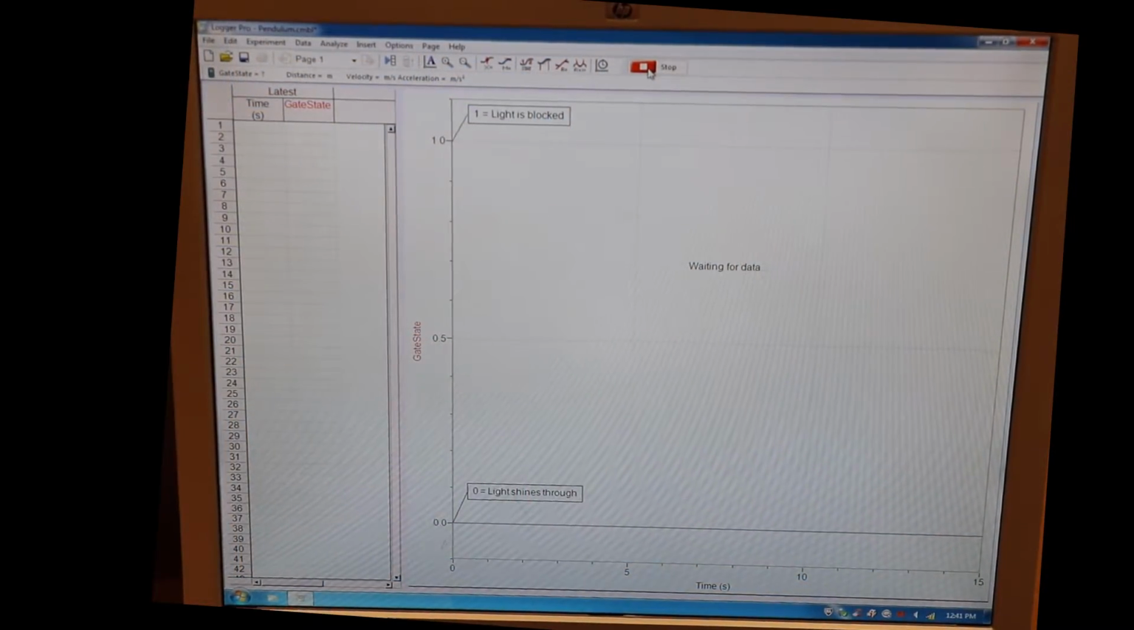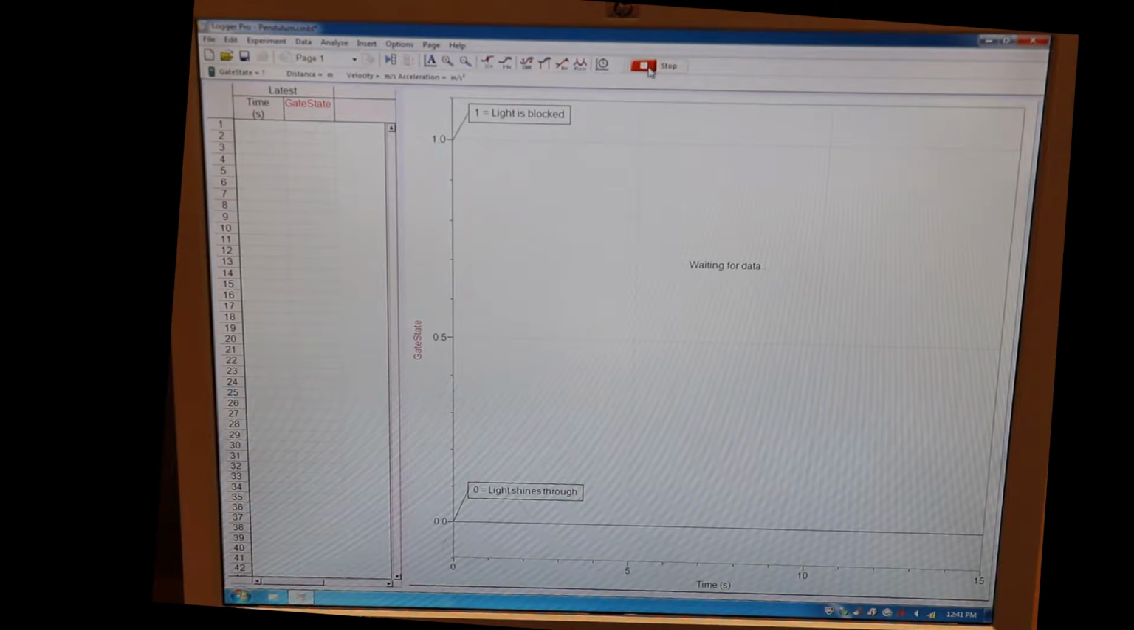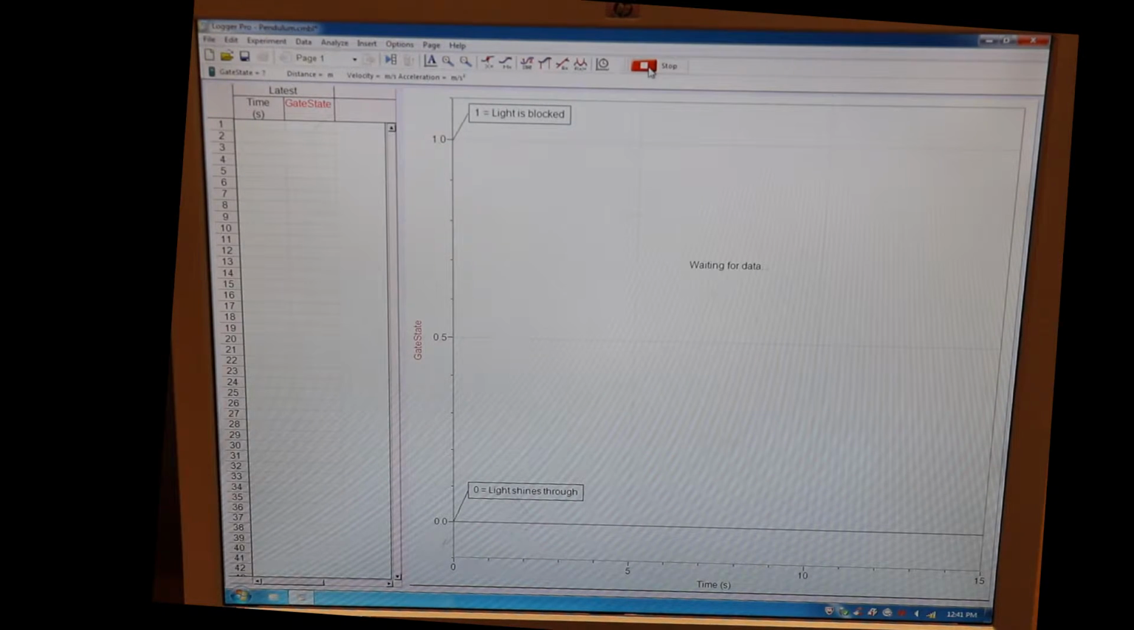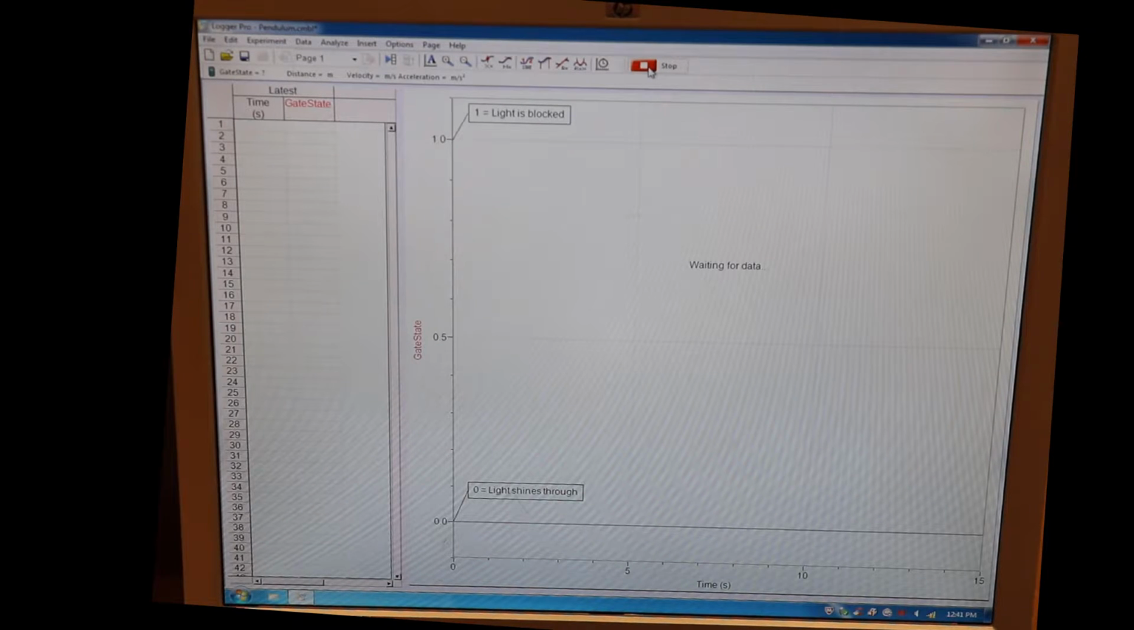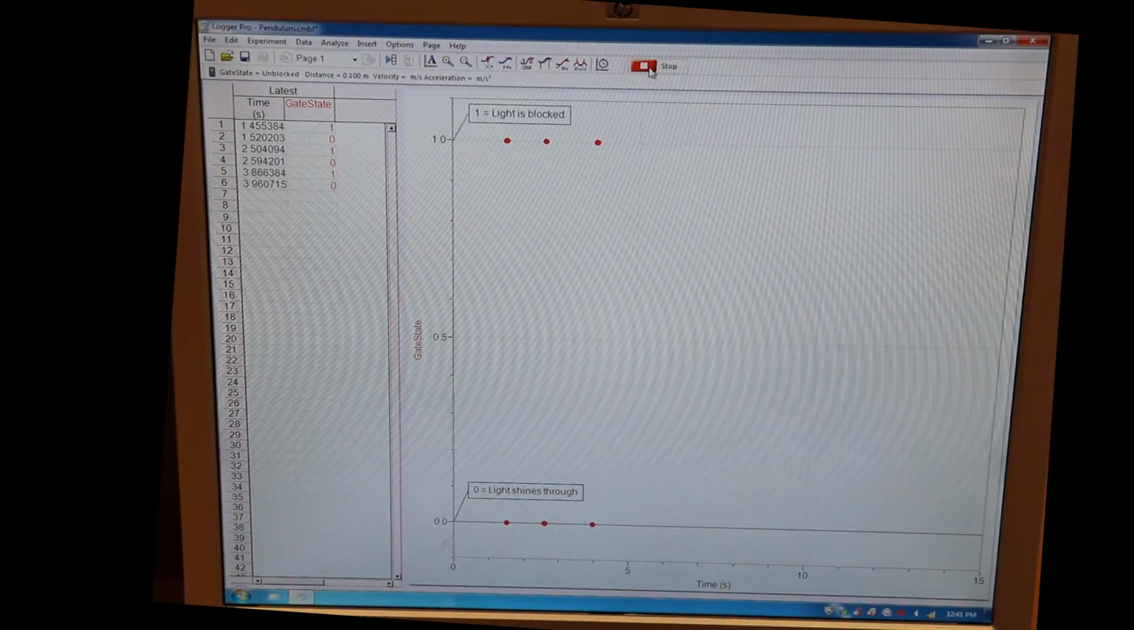When the pendulum blocks the path of light, you will see number 1 on Data Studio. The first time it crosses the beam, you will see number 1. When it returns, again a number 1. That will be about half an oscillation, so you want to wait for a third time that it crosses the beam, like so. Crosses the beam, crosses the beam, crosses the beam. That is one full oscillation.